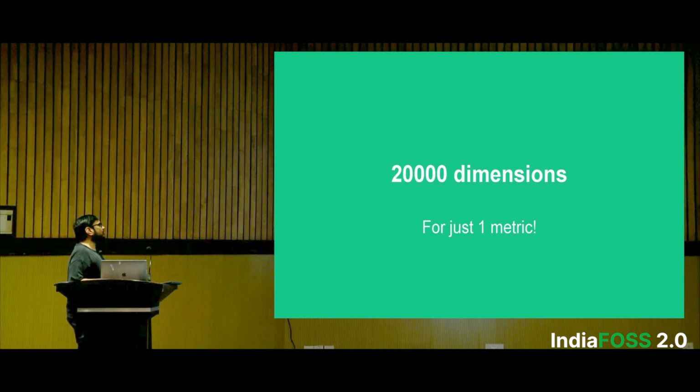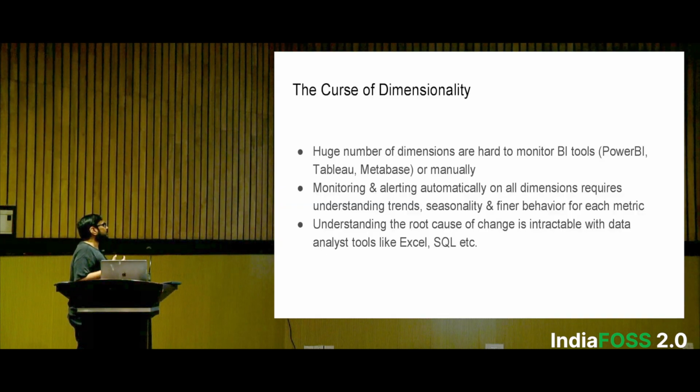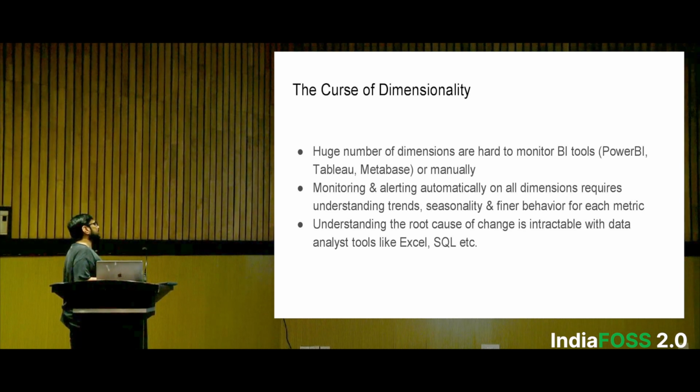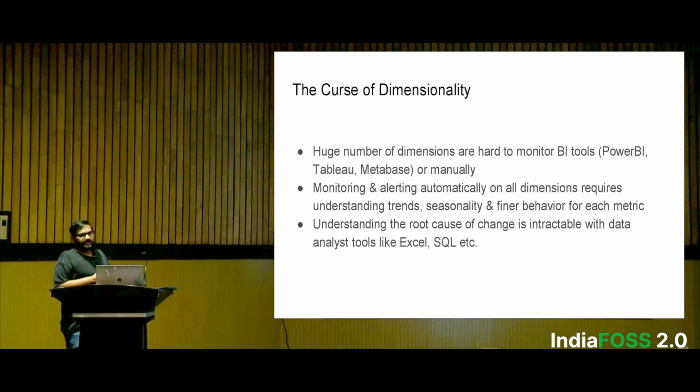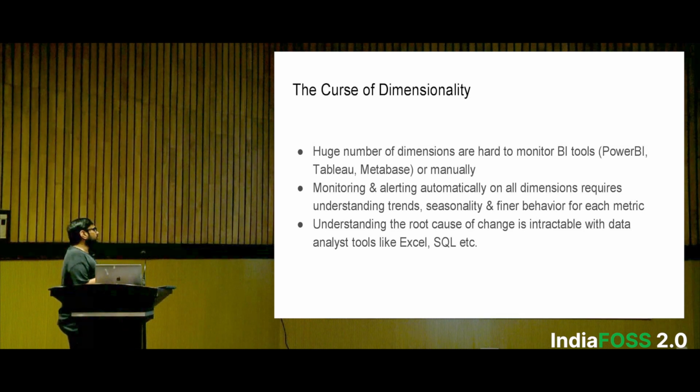But before we do that, I'll talk about the curse of dimensionality. With this huge number of dimensions, like we mentioned, it gets harder to monitor things either with BI tools or manually. If you want to also do things automatically on all dimensions, you need to have some understanding of the trends, the seasonality, and the finer behavior of each metric, which is not so trivial. And then the last point is doing a root cause of change. Why did certain things change? It gets pretty intractable with a high amount of dimensions with the standard analyst tools like SQL and Excel and Google Sheets and so on.